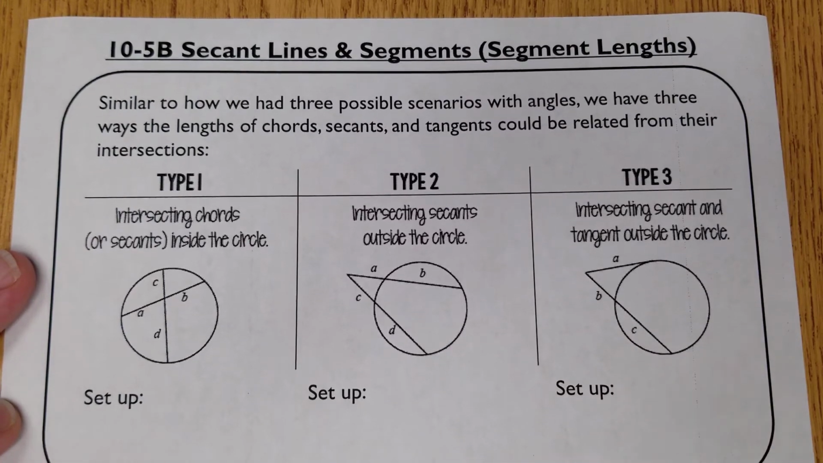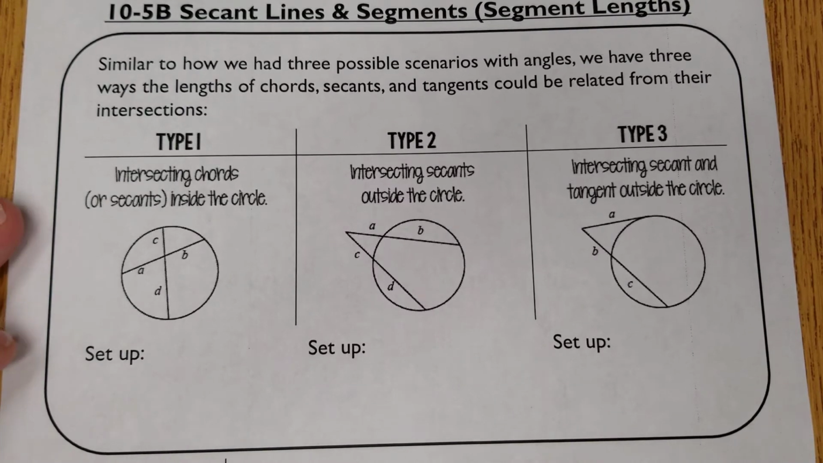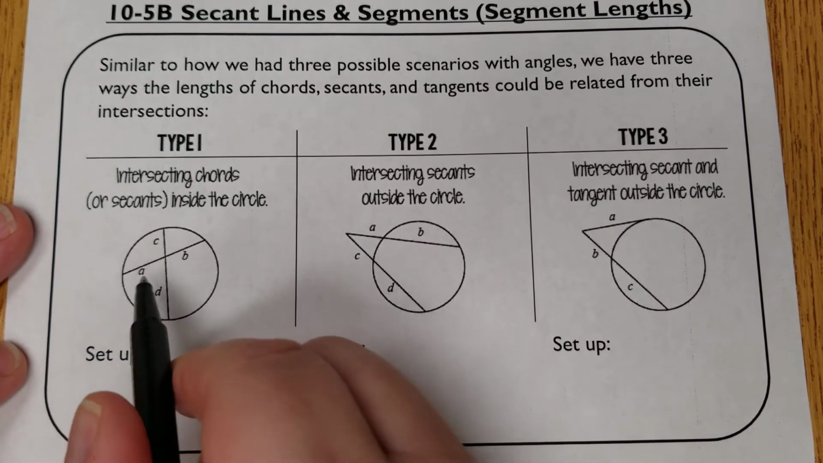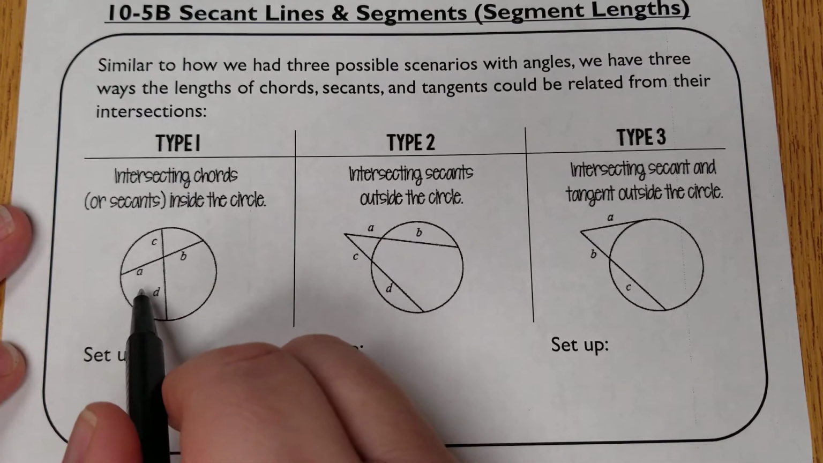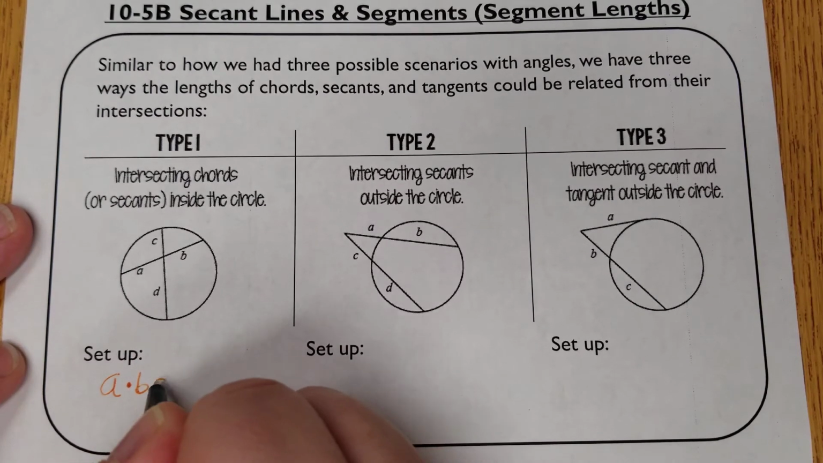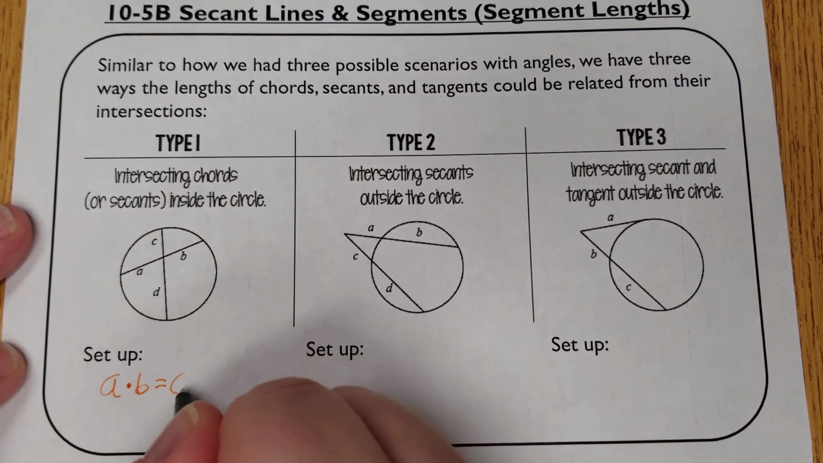Based on these three setups, we get a different calculation formula, if you want to call it that, for each one of them. For the ones that are inside the circle, we multiply the values that are on the same segment. So in this case, A times B has to be equal to C times D for the other one.